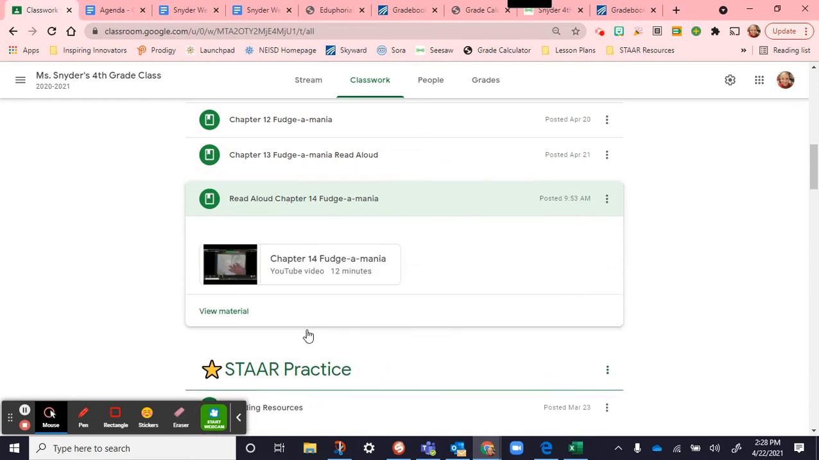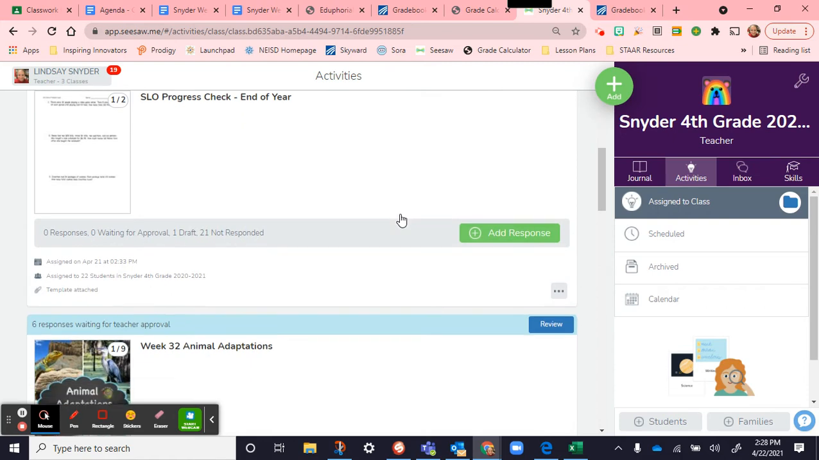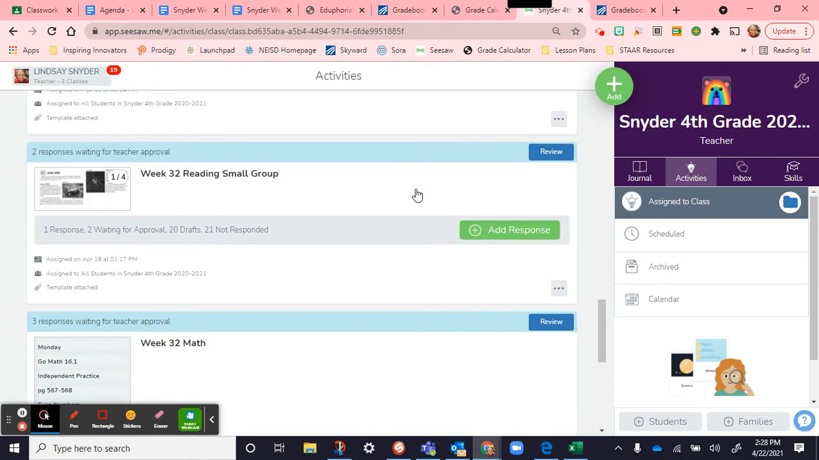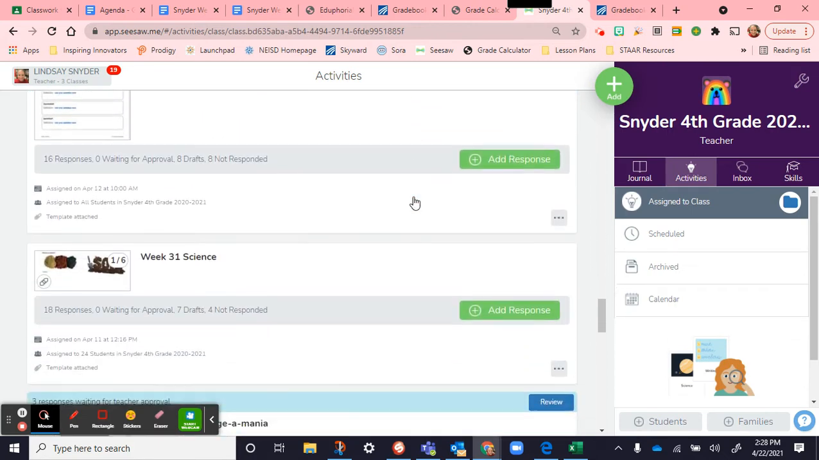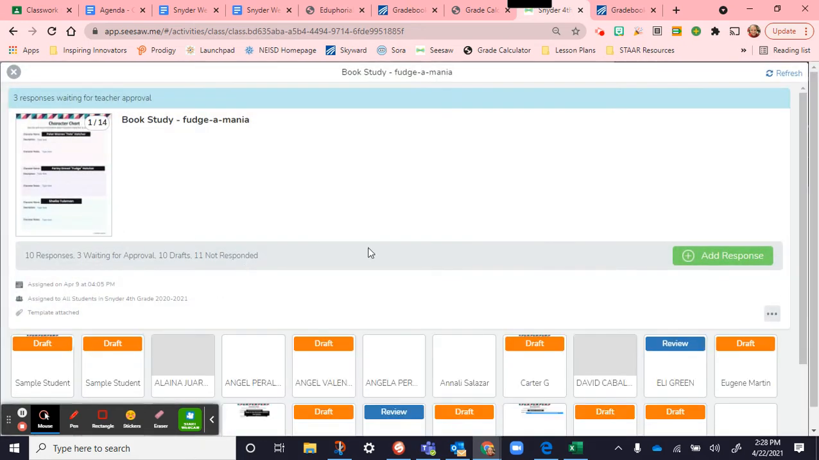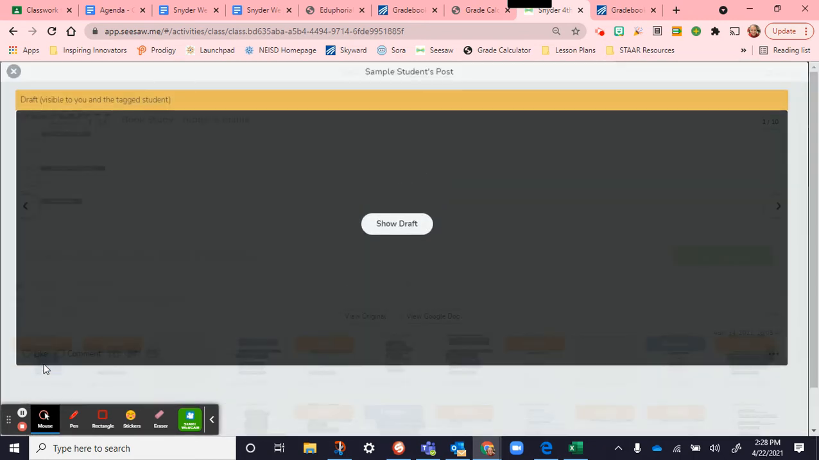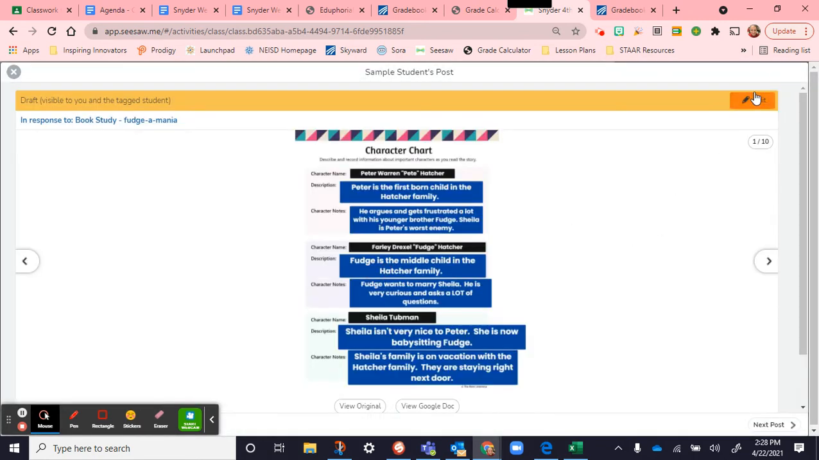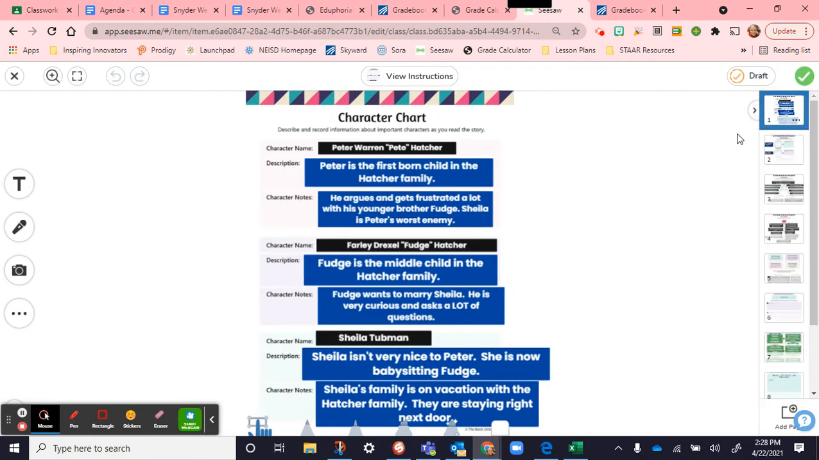All right, so read and follow along with Fudgemania chapter 14, and we finish off the book. After we did that, we headed over to Seesaw, and we worked in Book Study Fudgemania. So let me show you what we did in here. Here are the pages that need to be complete. So we took some out that we didn't get to.